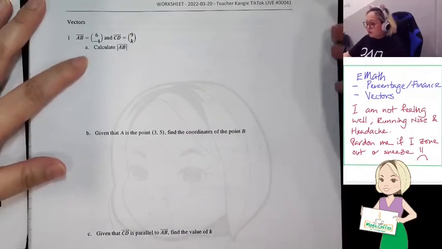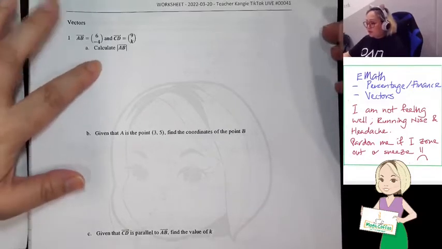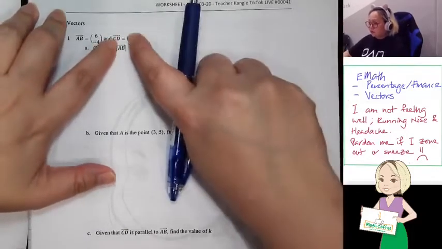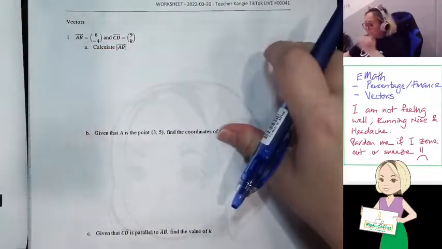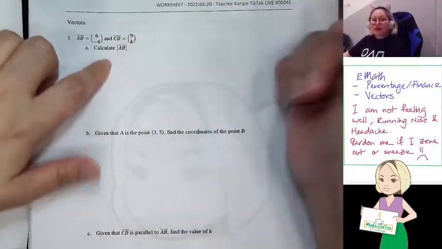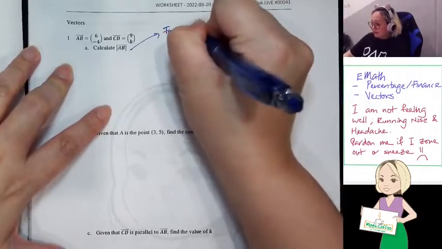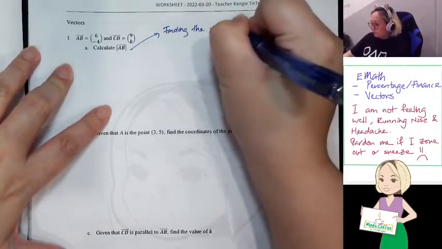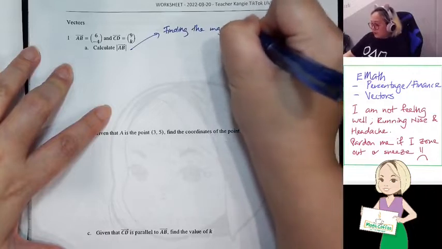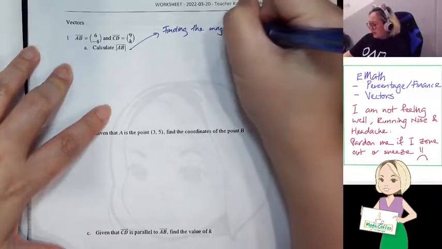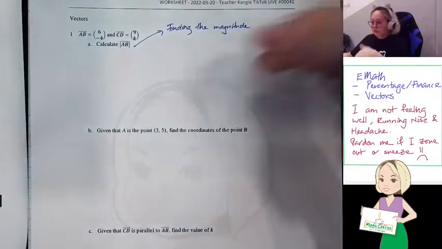Okay, the first one. So a lot of students will panic, as in they will see this, they don't know what is this two-line thing. So in vectors, this means that to find the magnitude. This is actually finding the magnitude. What is magnitude? Magnitude means it's the length. They want to know how long is this line.